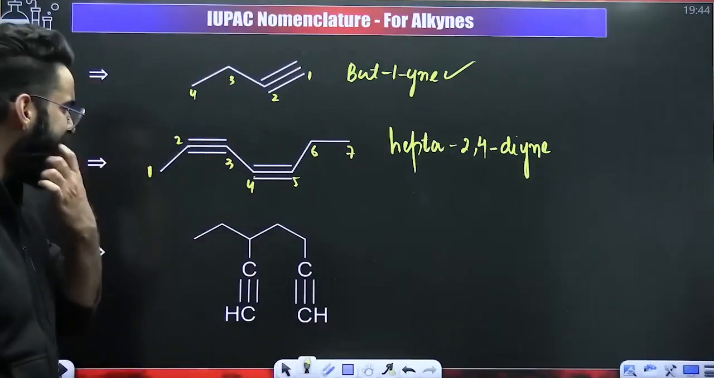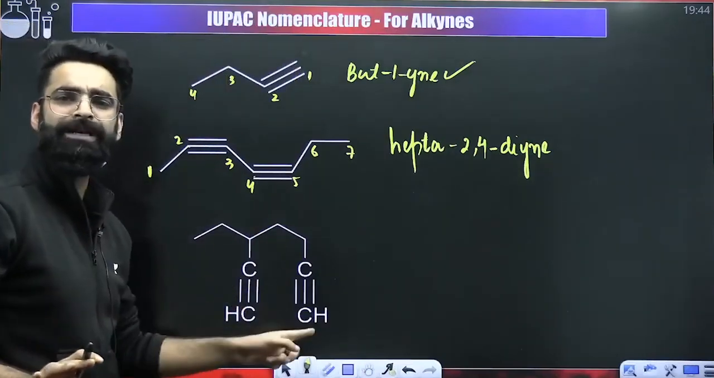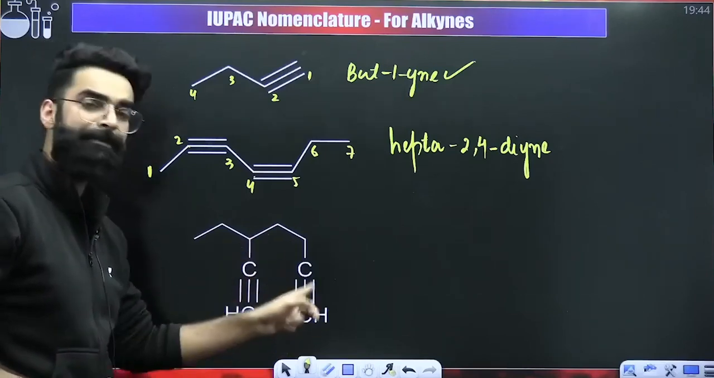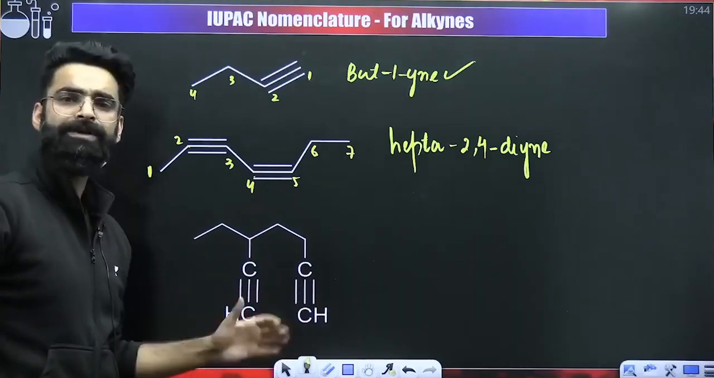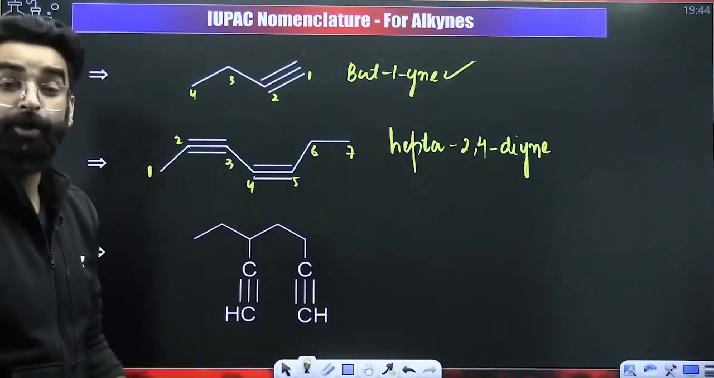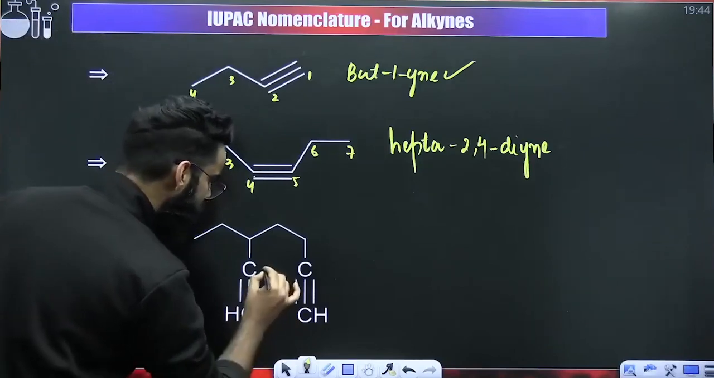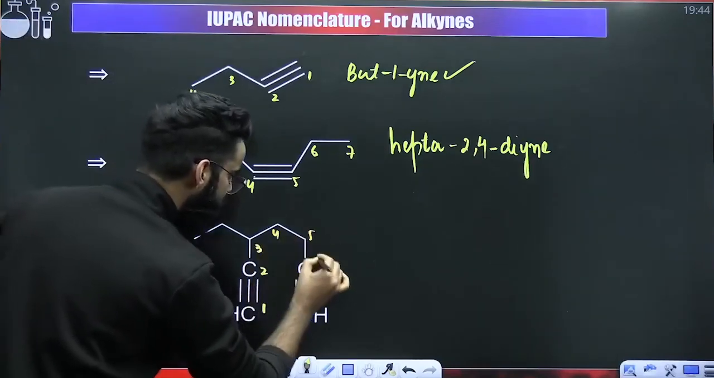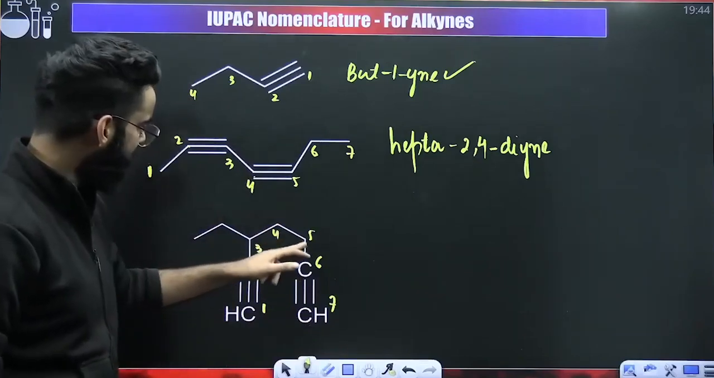From where are you going to start the numbering? See, maximum multiple bonds to be included in the main chain. So this has to be your main chain. Now, whether you start the numbering from here or here, the first locant should get the minimum number. Then go for the lowest locant rule, lowest sum rule. So you will find your numbering has to be from this side. 1, 2, 3, 4, 5, 6, and 7.